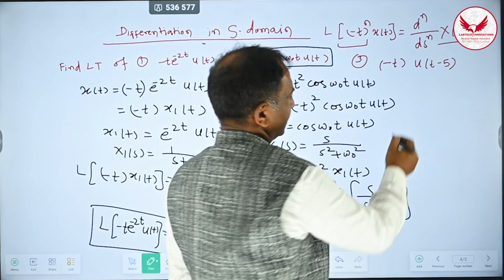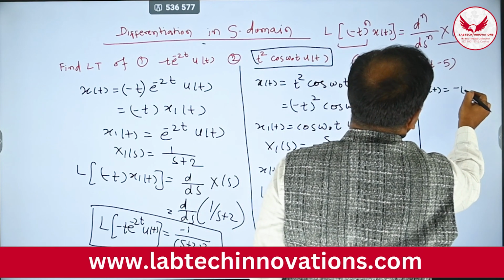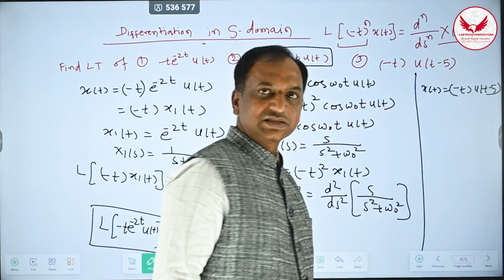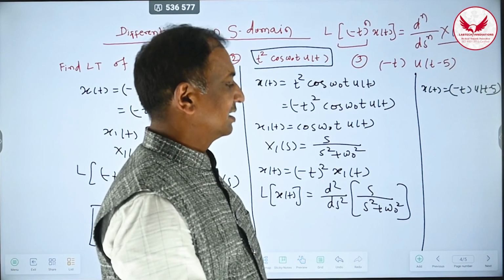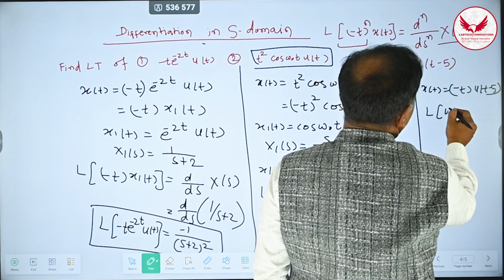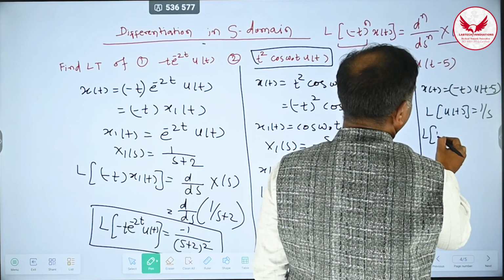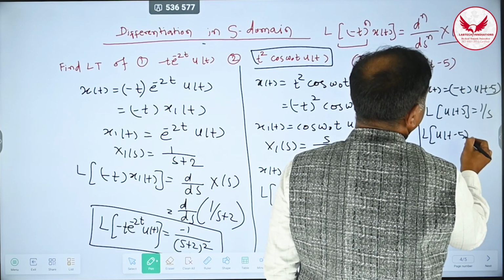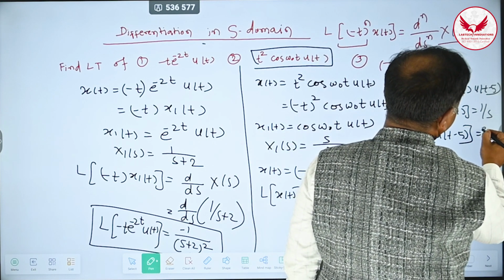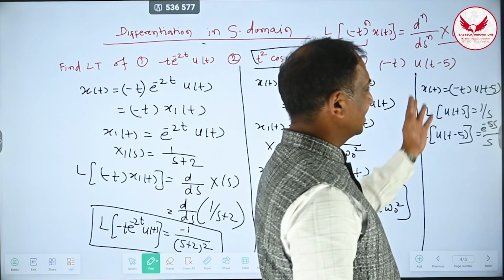The third we will also see. So x of t is equal to minus t into u of t minus 5. Again multiplied by minus t in the time domain, so that is nothing but again the differentiation in the s domain property. We know the Laplace transform of u of t is equal to 1 upon s. For the Laplace transform of u of t minus 5, you can use the time shifting property. So this is equal to e raised to minus 5s divided by s.